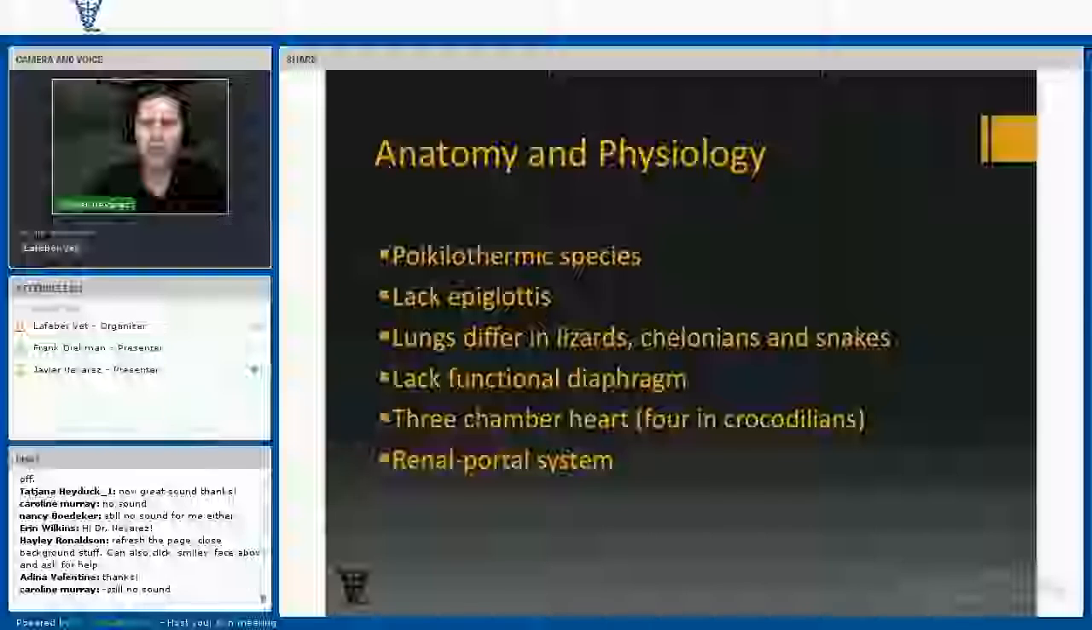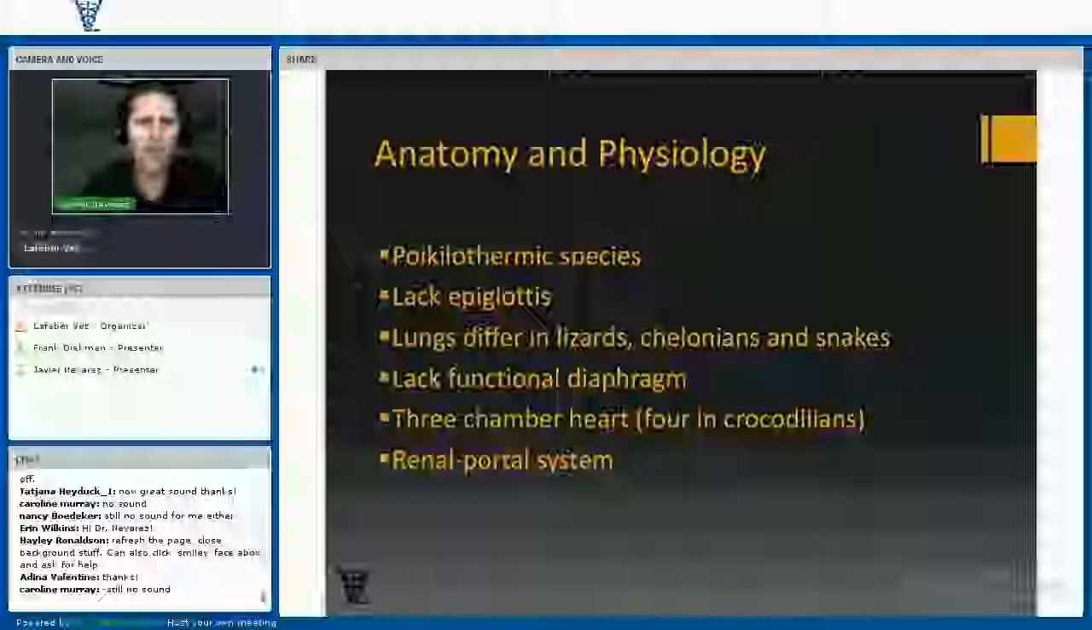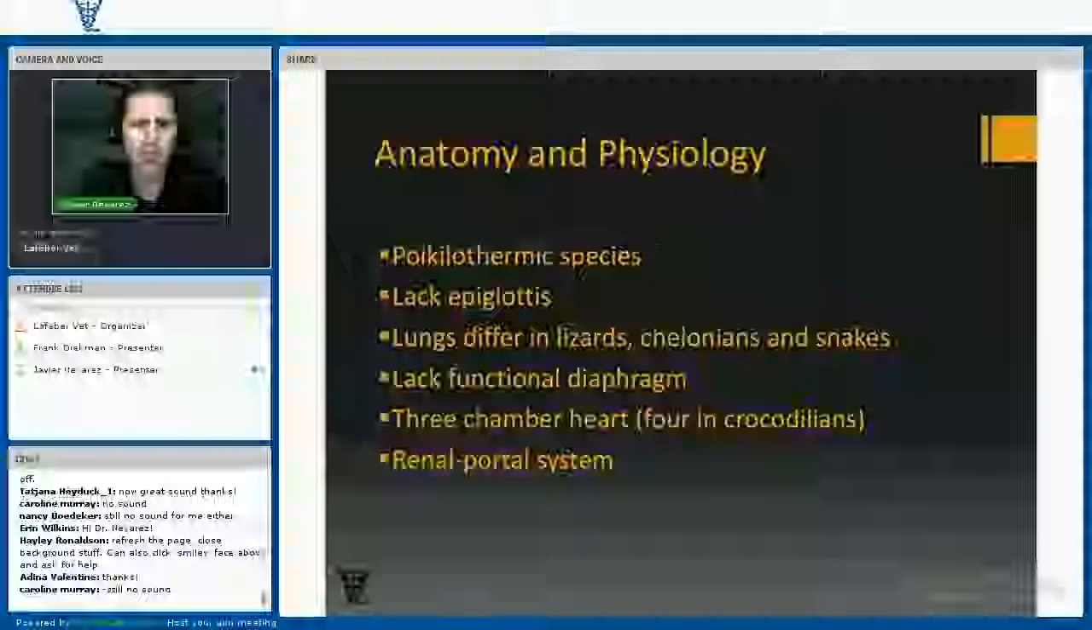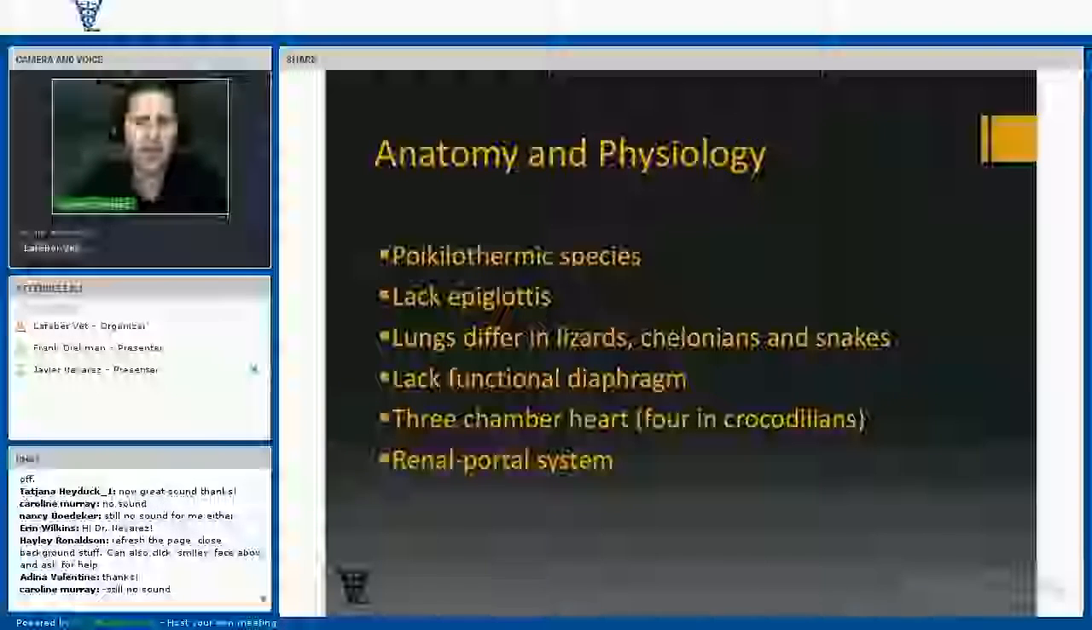So some things that are critical to remember about anesthesia in reptiles. The first thing, obviously, they're poikilothermic species, which means that their body temperature is going to be highly dependent on the environmental temperature. And this is directly related to metabolism. And this is very, very important to remember because a reptile that is cold, that is below the optimal temperature, will not metabolize drugs efficiently. And if they're not metabolizing drugs efficiently, that can lead to delayed inductions, delayed anesthesia, or recoveries, or both.